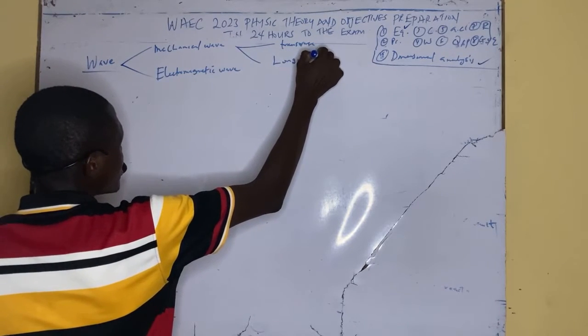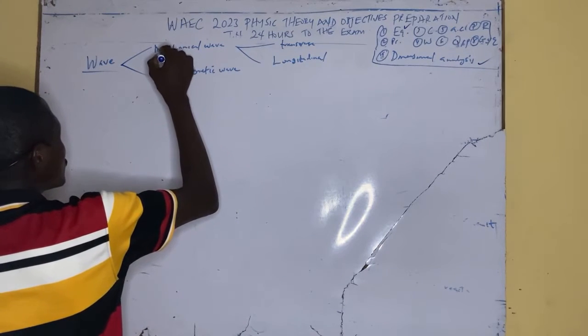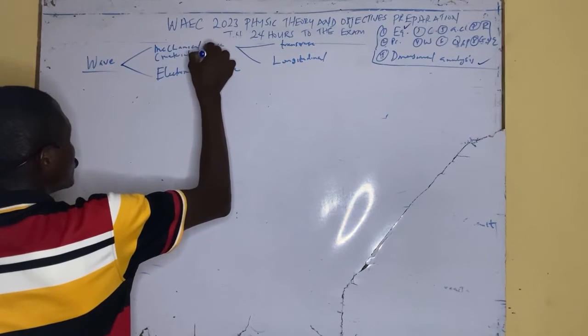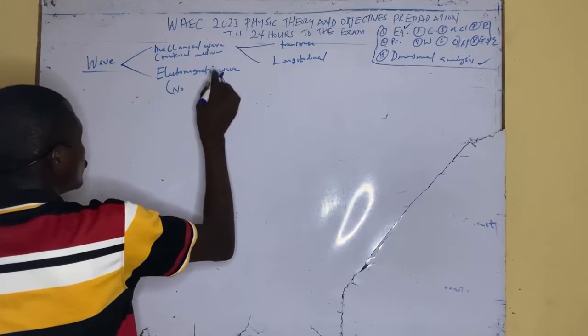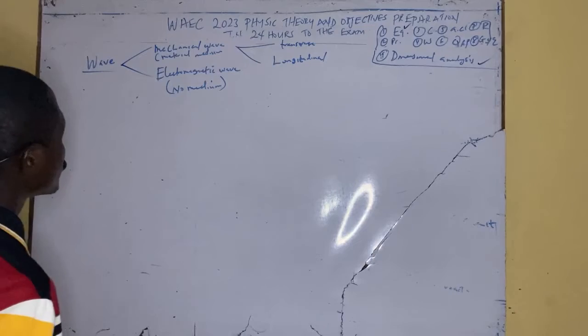Don't forget longitudinal. This one is what? A mechanical wave, which travels through a material medium. This one requires no what? No material medium. No medium is required.